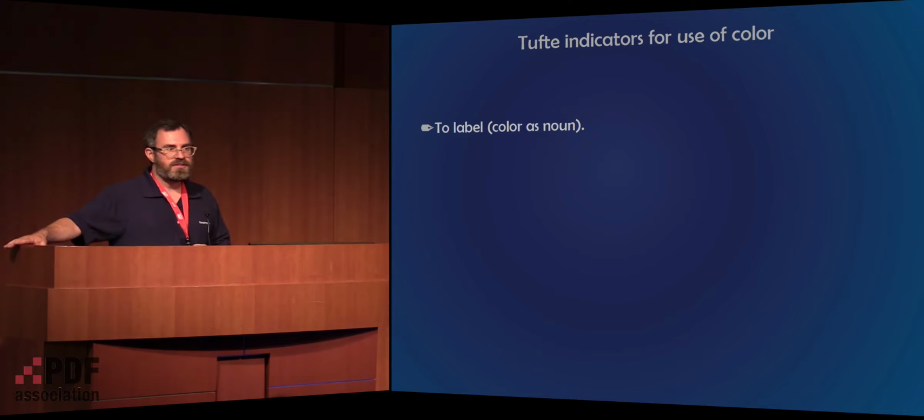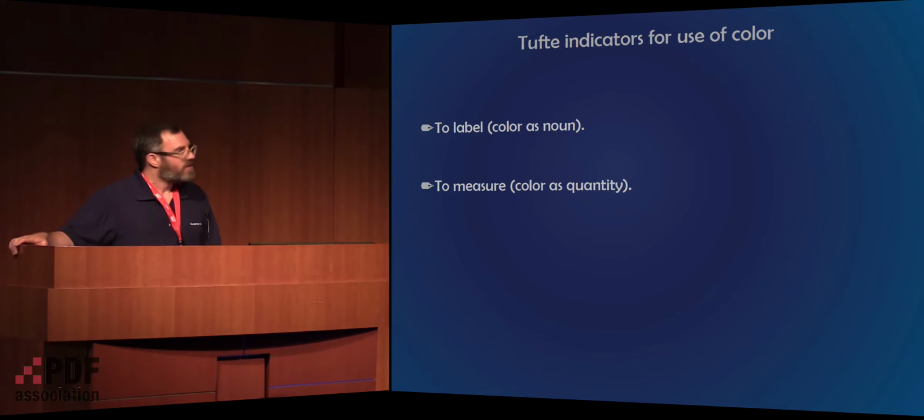And he actually gives 4 indicators for how color might be used for data. The first one is to label something, and an example of that would be the colors in a pie chart. You'd use different colors to label the different segments of the pie chart. The next one would be if you're measuring something. An example of this would be, and this is going to be relevant for the next year, if you remember those red-blue maps of political parties and which way states are leaning.